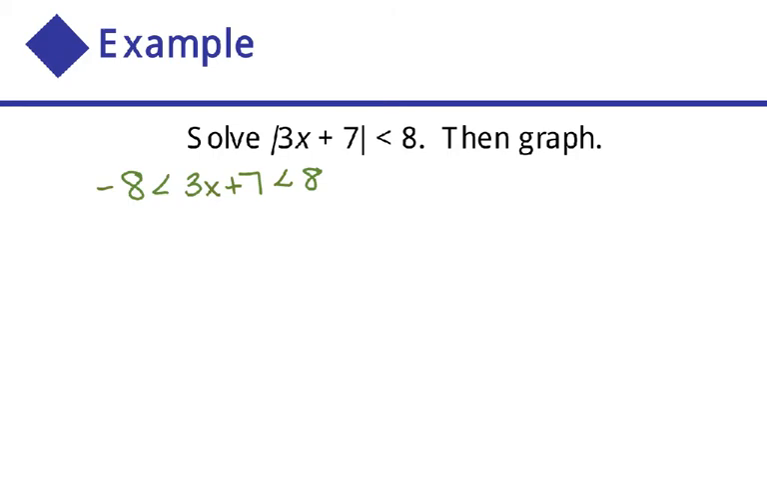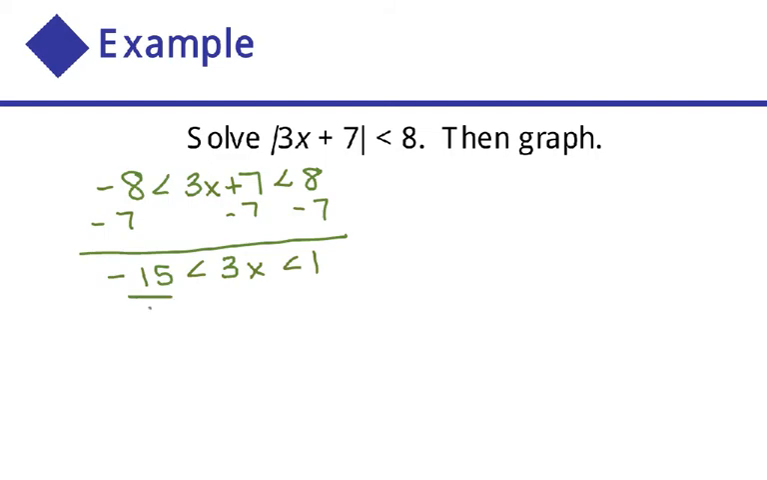So I think this is kind of fun. You can do things to all three sides at once. So you're going to subtract 7 from everything. And what do you get? -15 is less than 3x is less than 1. And then divide everything by 3. And you get -5 is less than x is less than 1/3.